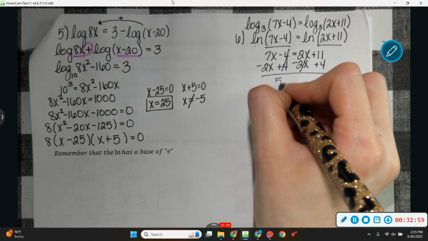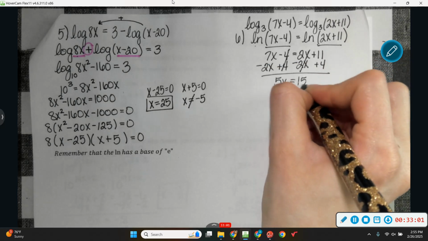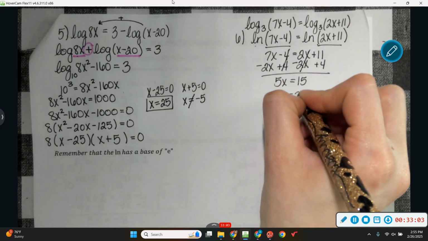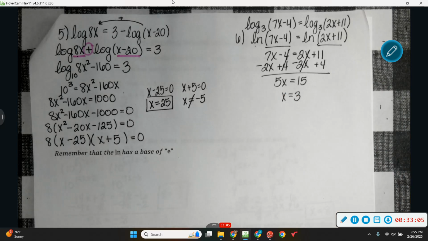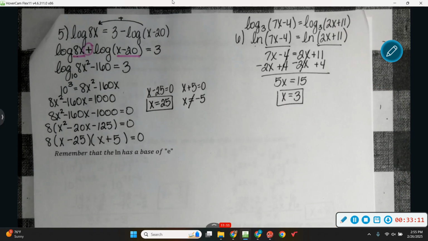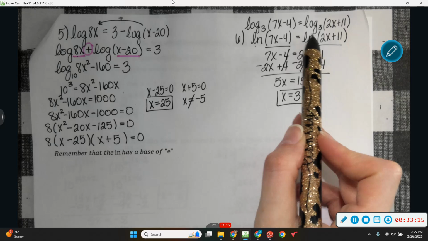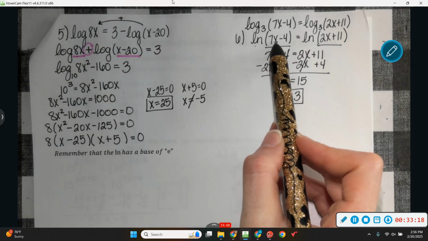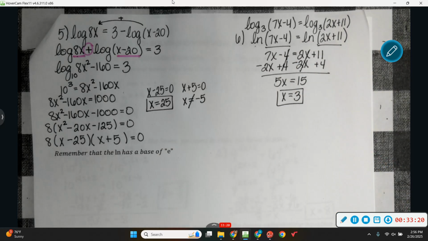That leaves me with 5x equals 15, divide by 5, x is equal to 3. Now you could still plug that in and check, it is going to be good. Okay? So anytime it looks like this, that is the one-to-one property. You just set those two equal to each other.